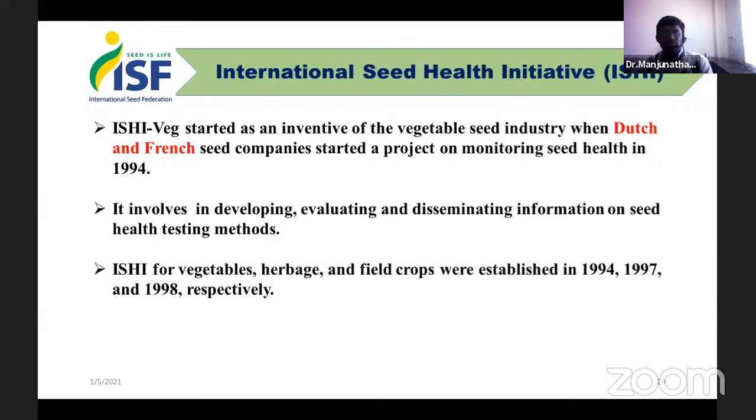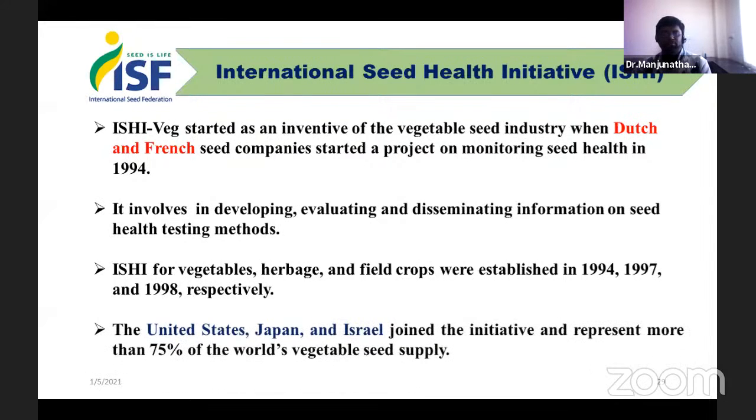When it started, it was confined to vegetables. Later on, it expanded to herbage and field crops. In 1997, it started with herbage to develop protocols. In 1998, it took up field crops for developing standard seed health methods. The United States, Japan, and Israel come under this initiative. That means they represent more than 75% of the world vegetable seed supply.